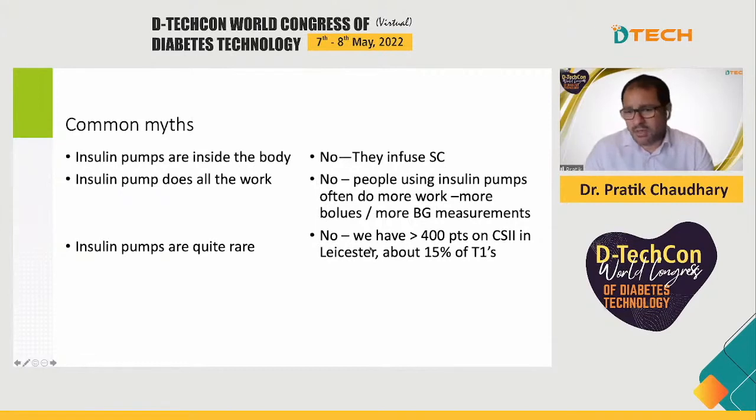And the myth that pumps are rare. No, we have quite a lot of pumps. We've got 400 pumps, and I was working in Kings, where we had 1,000. 50% of our type 1 population was using pumps there.